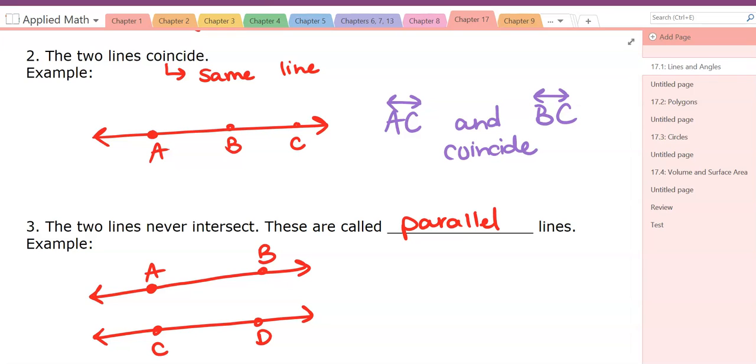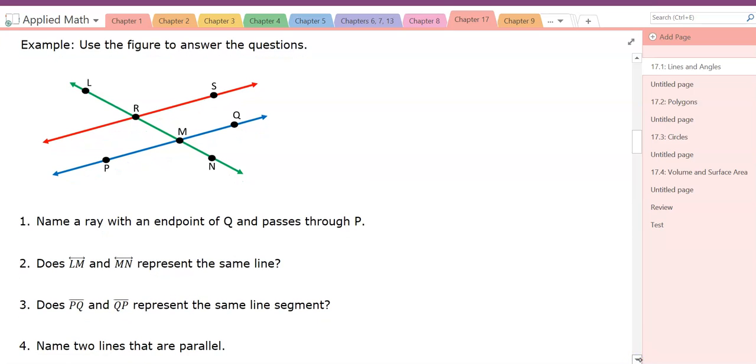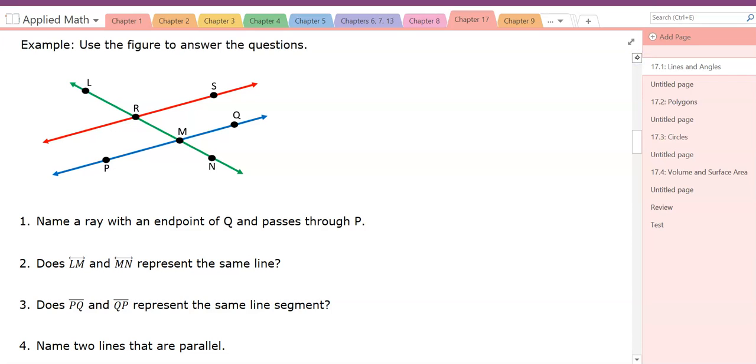All right, so what we're going to do next is they're going to give us a picture. And we're going to use this figure here to answer the questions that they give us. We've got 4 questions that we need to answer. Number 1 wants us to name a ray with an endpoint of Q, and it passes through point P. So Q is the endpoint. That means that's where the ray starts, and then it's going to P. So if you're on the line, you're starting at Q, you're going to P, following the arrow that I highlighted up there. So to name that ray, we would call it QP and put the symbol for a ray on top of it, which is just a one-sided arrow.